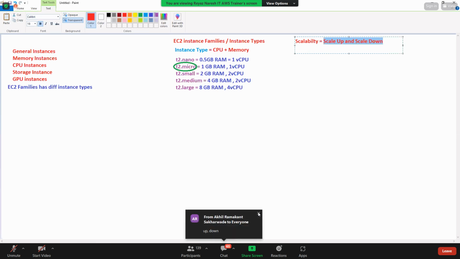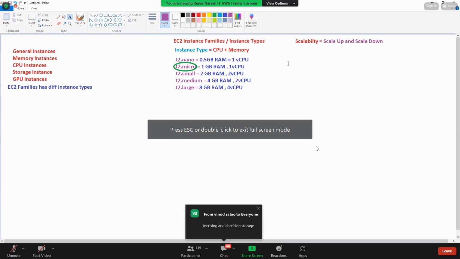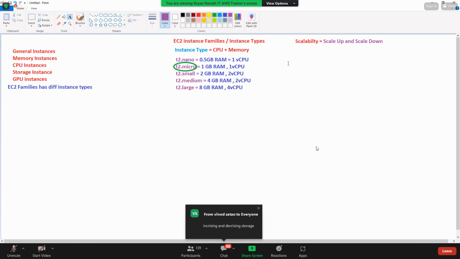Okay. What is scale up and scale down? It is nothing but increasing the capacity of the server, decreasing the capacity of the server. Now, I'm using T2 micro, Nana. What is the capacity of T2 micro? 1 GB RAM, 1 CPU. Now I want to increase the capacity of my server. That means you have to change the instance type from T2 micro to T2 small or large, X large, whichever it is.